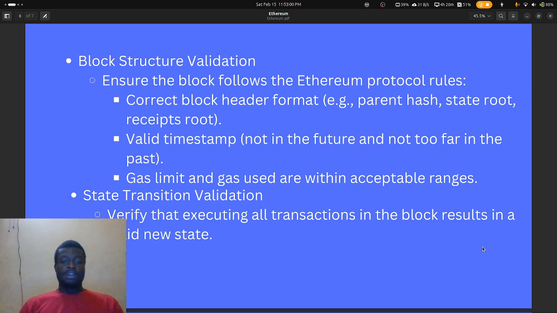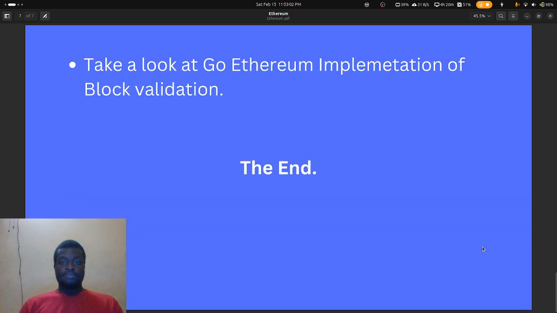So that is all for today's video. In my next video, I'm going to be walking you through how block validation is implemented in the Go Ethereum client. I'm going to be doing a walkthrough of block validation, how it was implemented in the Go Ethereum client.